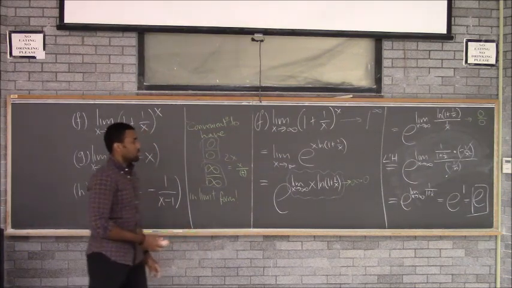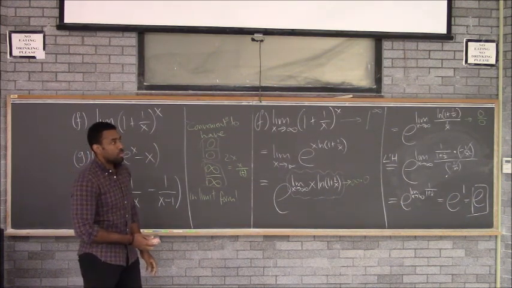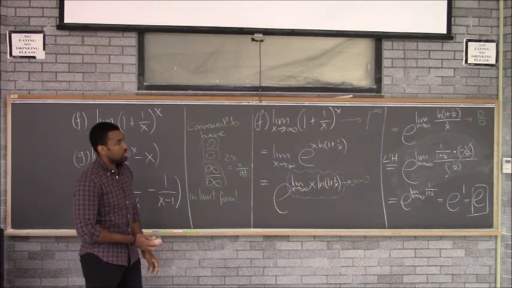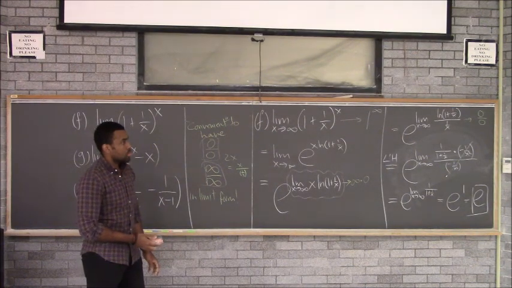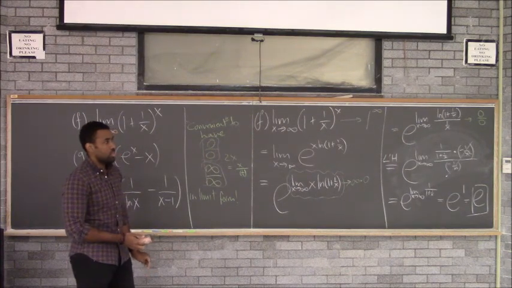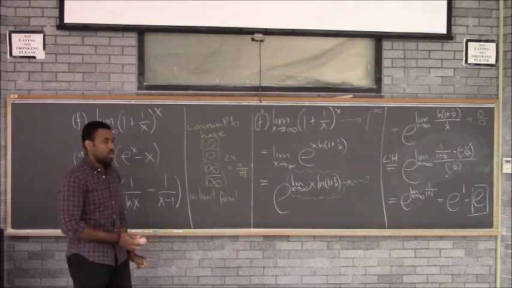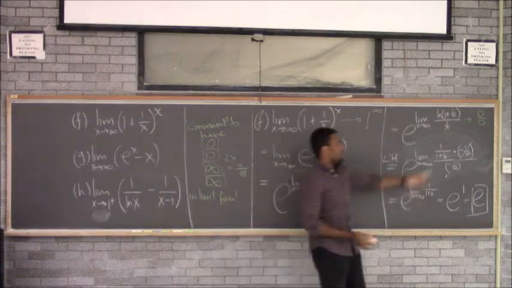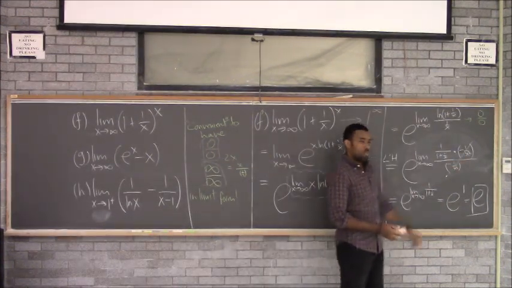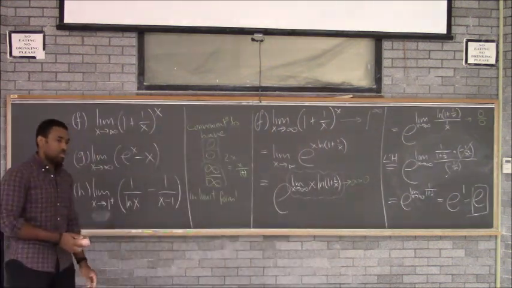And then when we use the rule, how do we get negative 1 over x squared? Where did that negative 1 over x squared come from? That's the chain rule. The derivative of ln of anything is 1 over the thing times the derivative of the thing. The derivative of ln u is u prime over u. So we use the chain rule. We can't forget the chain rule.